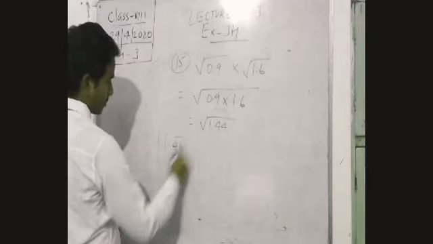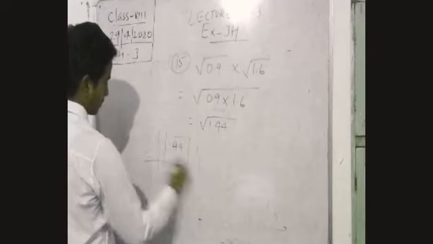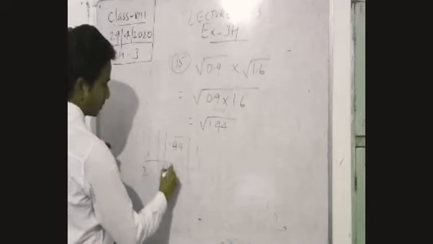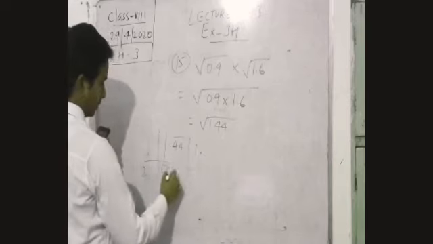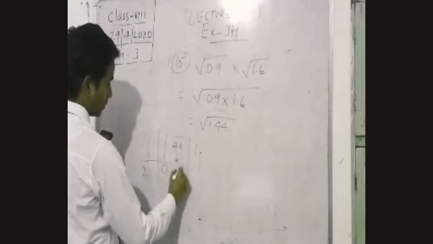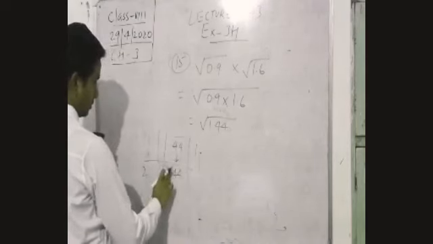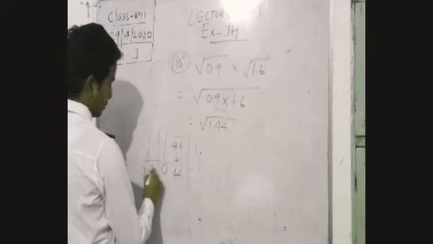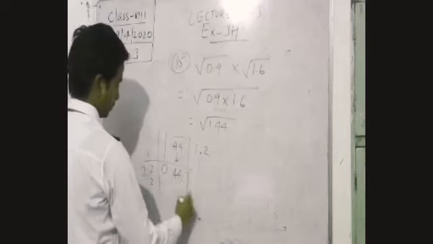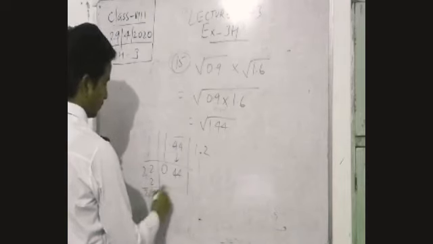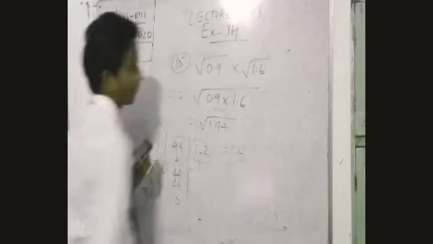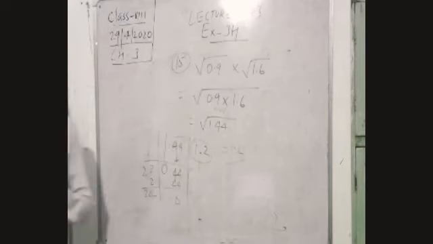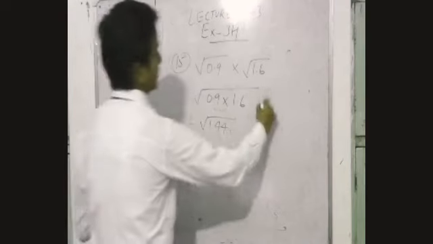1.44. 1 1 is 1, 1 plus 1 is 2, the difference is 0. After that there is a decimal point, so you have to put a decimal point here. Okay, so 44 will come down. Now I think 2 times 2 is 24, 44, so 1.2 will be the answer. Okay students, so I think option B is correct.